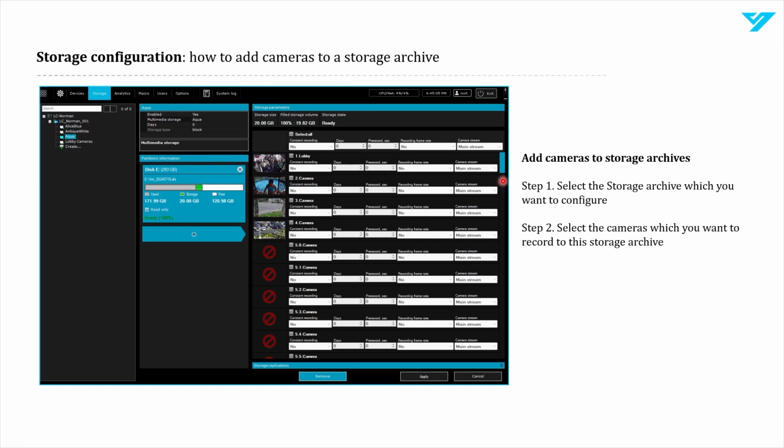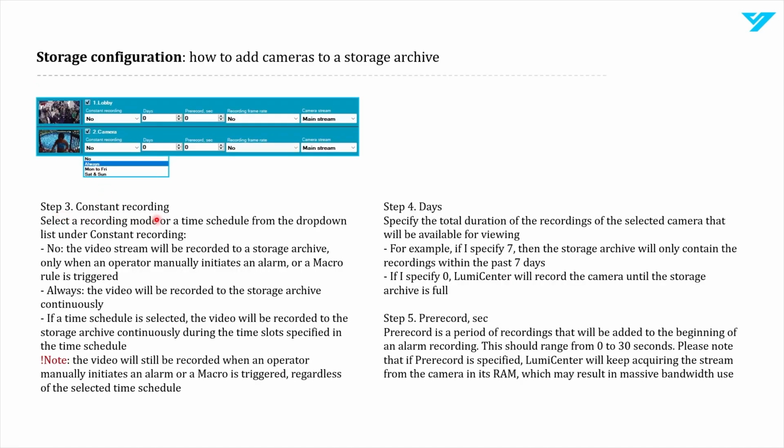There are some parameters here. Let me introduce. Constant recording. Please select a recording mode or a time schedule from the drop-down menu. By default, Lumicenter has 4 modes. "No" means the video stream will be recorded to a storage archive only when the Lumicenter user manually initiates an alarm or a macro rule is triggered. "Always": the video will be recorded 24/7 to this archive.